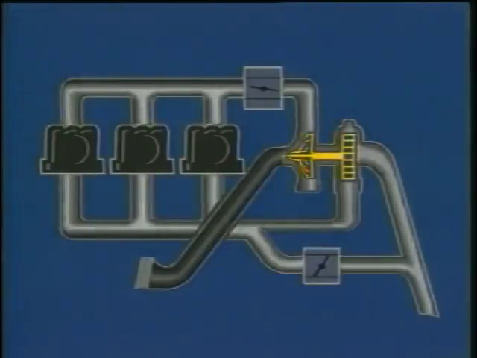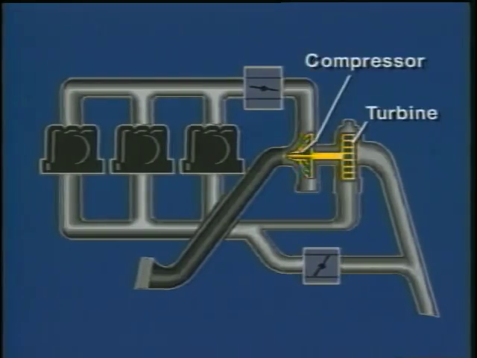To better understand how a turbocharger works, let's take a brief look at the components of a typical system. There are 3 components that are common to all turbocharging systems. They are the compressor, the turbine, and the wastegate.